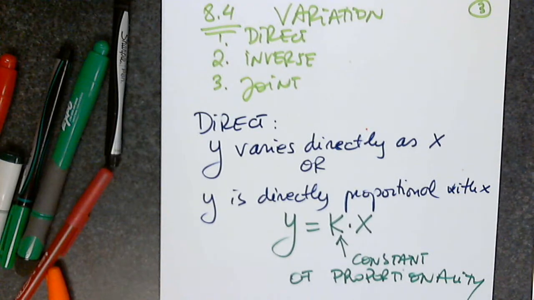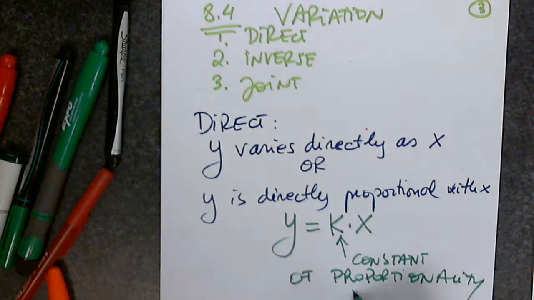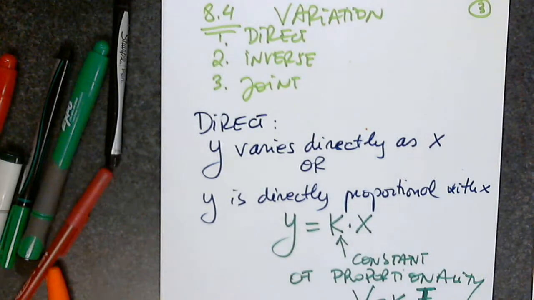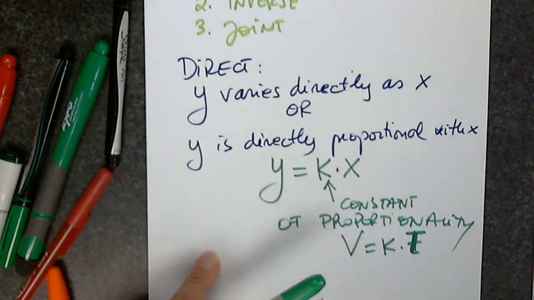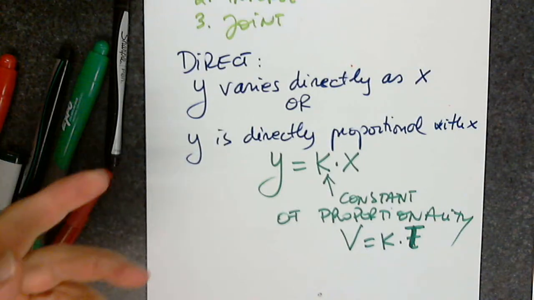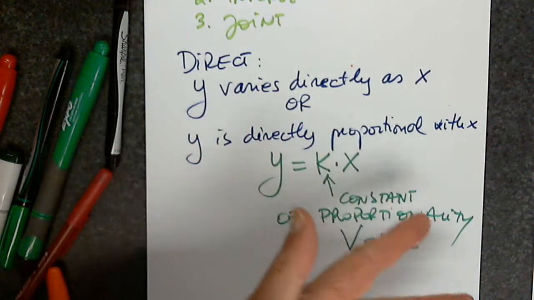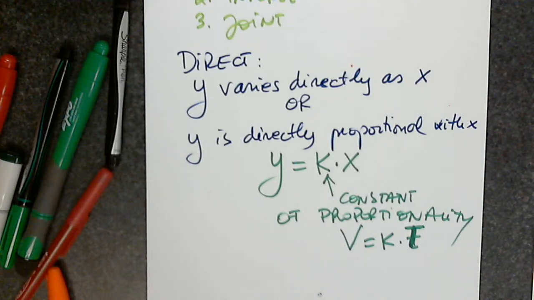If, for example, I'm told the volume varies directly with temperature, I'm going to write V equals K times temperature, or it can be uppercase T, it doesn't matter. So as an example, if I'm told y varies directly as x, or y is directly proportional with x, I get y equals kx. But I may be told anything else, like volume is directly proportional with temperature. Then I will be writing this. Okay? Let's look at a couple of problems with this relationship, and then we'll look at the other two.